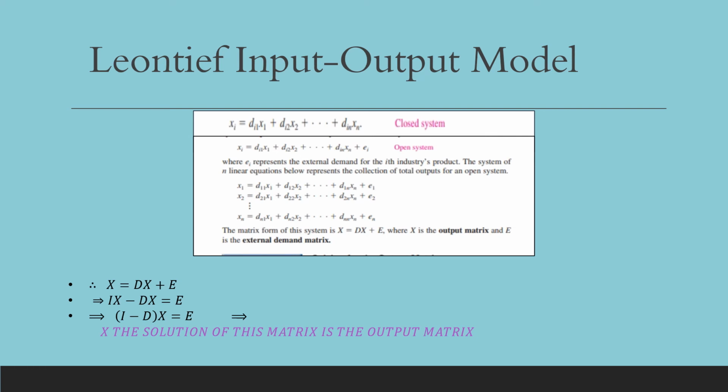So how are we going to get the value for X? X will be I minus D inverse times E. I is the identity matrix. If D is a 2 by 2 matrix, your I will be of order 2. If D is a 4 by 4 matrix, your I will be a matrix of order 4.